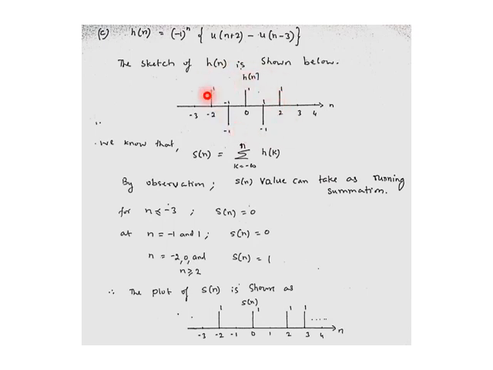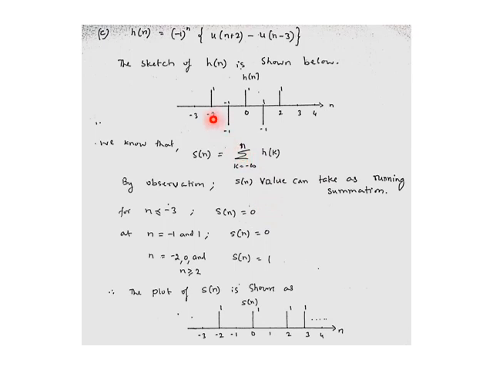For this I have to find the step response. I have to calculate s of n, which is nothing but the running sum of the given sequence, k equal to minus infinity to n of h of k. So I have to calculate the running sum from minus infinity to n. Until n reaches minus 3, as per the observation, there are no values of h of n, so the running sum is 0 and s of n is equal to 0.